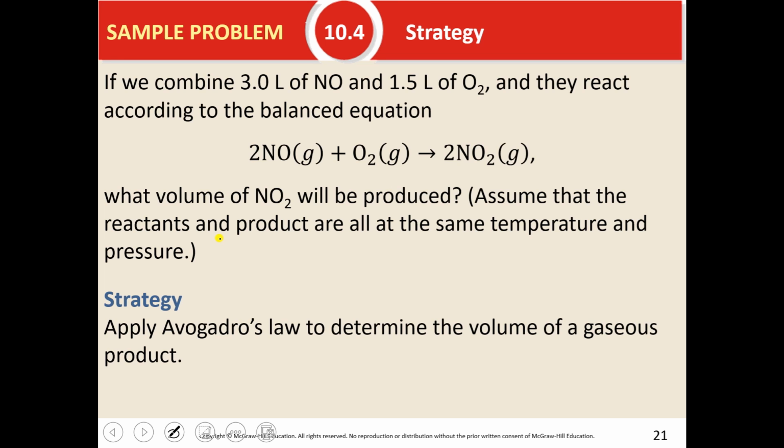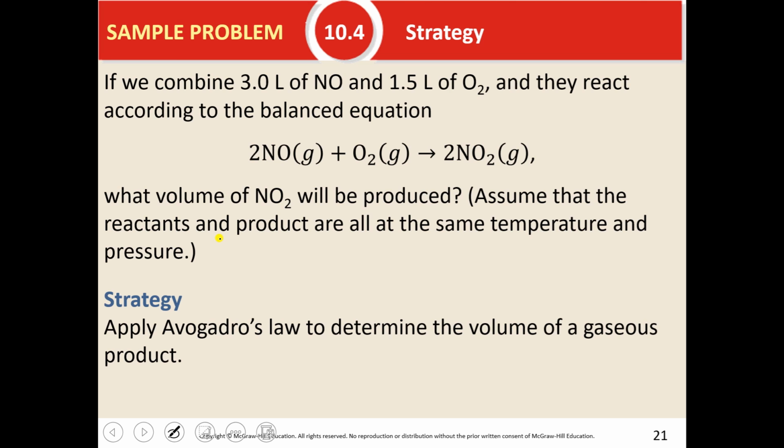So if we look at this problem, it says if we combine 3.0 liters of NO and 1.5 liters of O2, and they react according to the balanced chemical equation, 2NO plus O2 yields 2NO2, what volume of NO2 will be produced? Assume that the reactants and products are at the same temperature and pressure. So remember, with Avogadro, temperature and pressure being the same is the constant. So that's your clue that this is an Avogadro's problem.